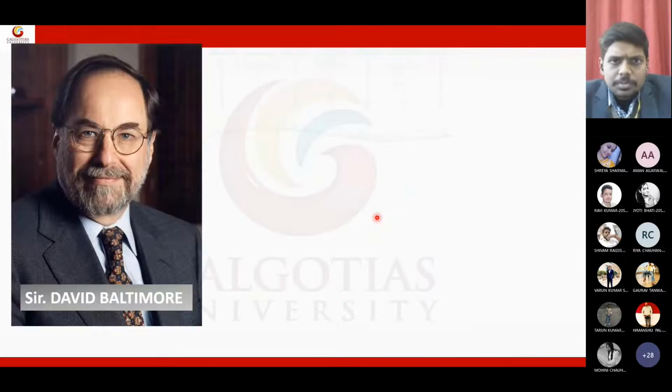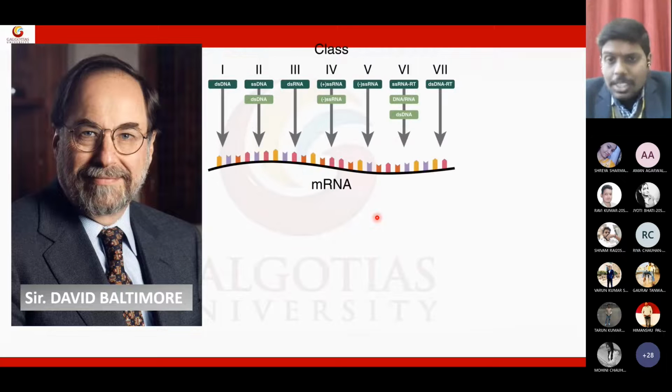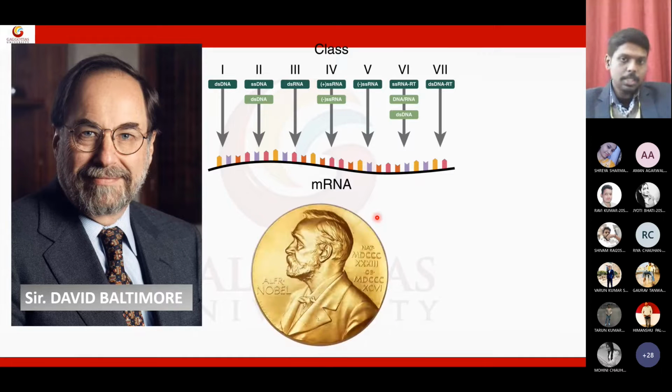Then Baltimore. So how these viruses are introducing their RNA or DNA, the genetic material, into the ribosome. Depending upon the mode of insertion of genetic material into the ribosome, these viruses have been classified into 7 types. And this was given by a scientist called Sir David Baltimore, who received the Nobel Prize for this discovery.